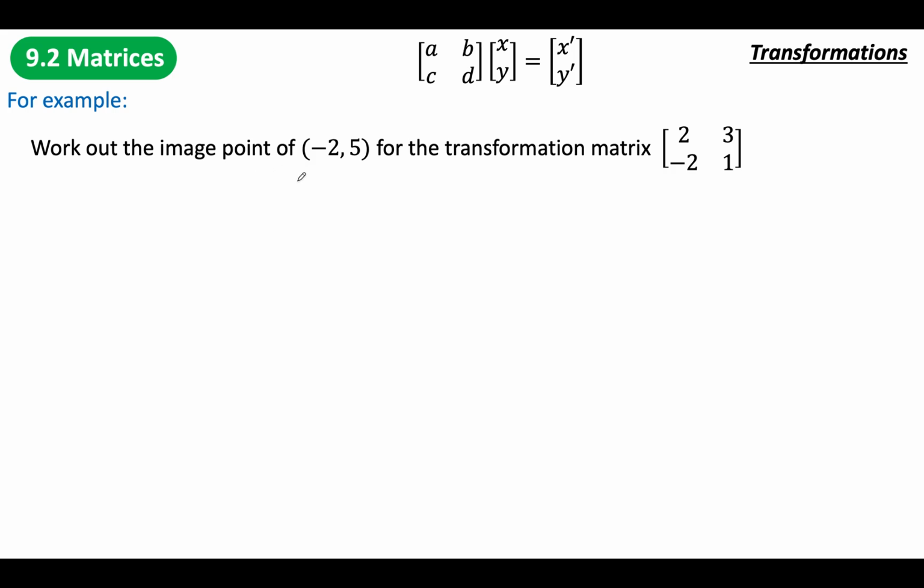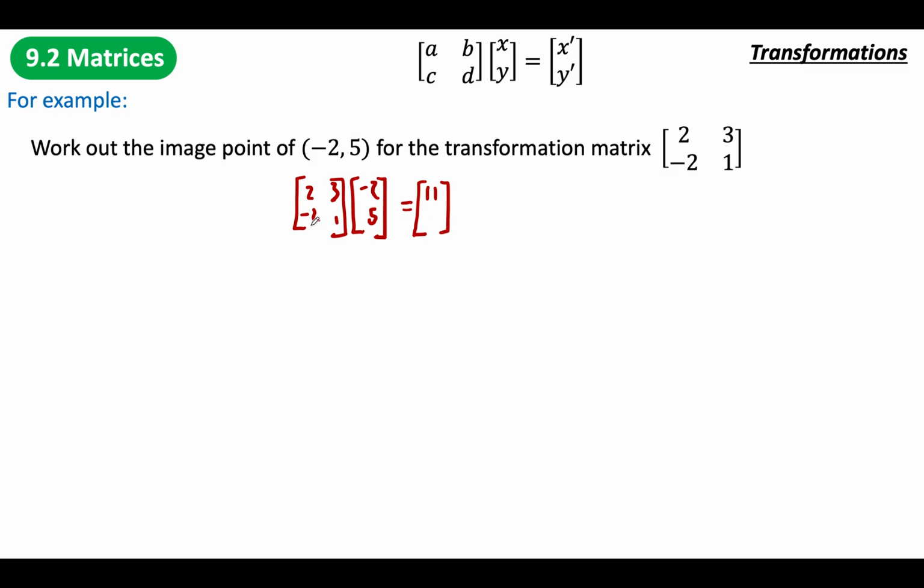So work out the image point of negative 2, 5. Let's get a decent colour on this. For the transformation matrix 2, negative 2, etc. So we have 2, negative 2, 3, and 1. And we want that to act on our point, which is negative 2, 5. So just like the last video, I'm going to imagine taking these numbers and plonking them on top here. So negative 2 times positive 2 is negative 4, and 5 3s are 15. So 15 take away 4 is 11.